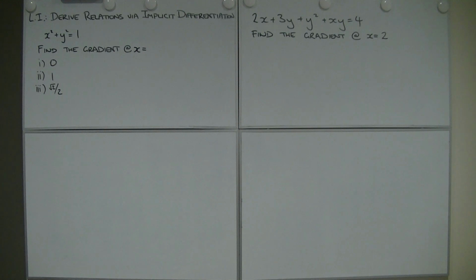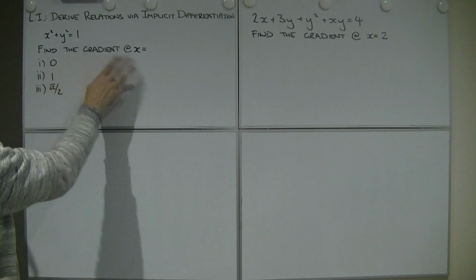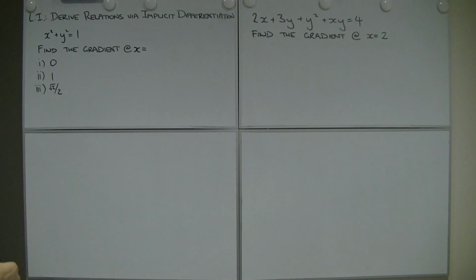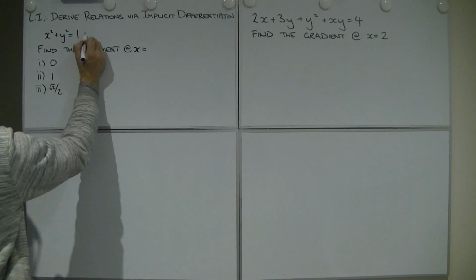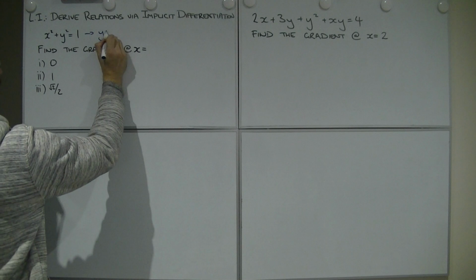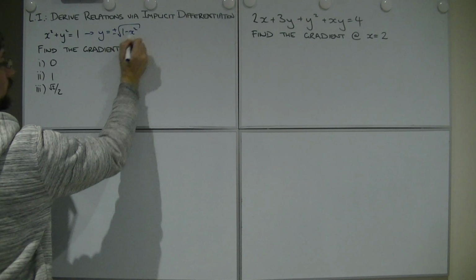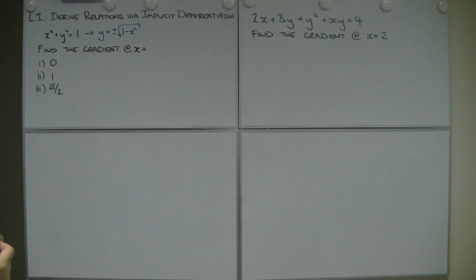x squared plus y squared equals 1. No points for guessing: unit circle. Set it on 0. Brilliant. Okay, so I want to find the gradient when x is equal to these particular values. Fine. Well, to find the gradient of this the old way, we're going to need to reorganise, and hopefully we're happy that we get plus or minus root 1 minus x squared when you fiddle around with it for a bit. Brilliant.